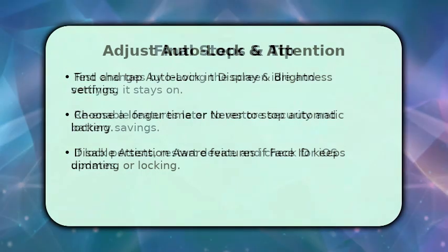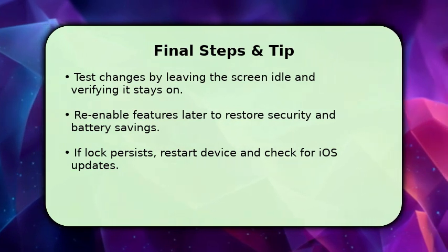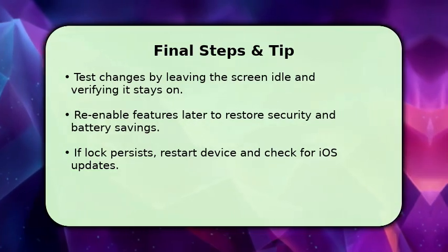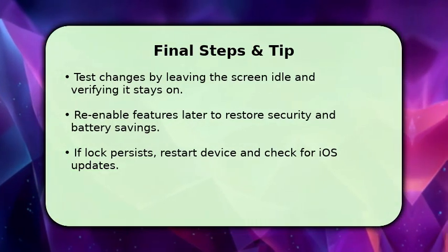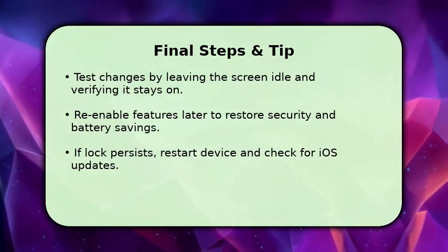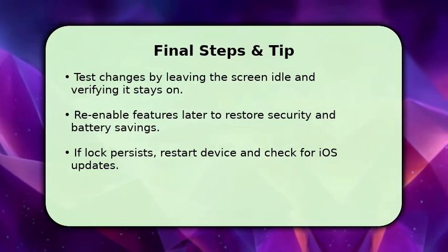You're nearly done. Test by leaving the device idle for the new interval to confirm behavior. If it stays active, you've successfully stopped automatic lock. If not, double-check both Auto Lock and Face ID attention settings, then restart the phone. Make sure to re-enable stricter settings later if security or battery life becomes an issue.